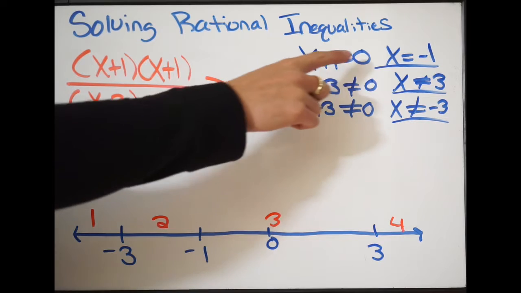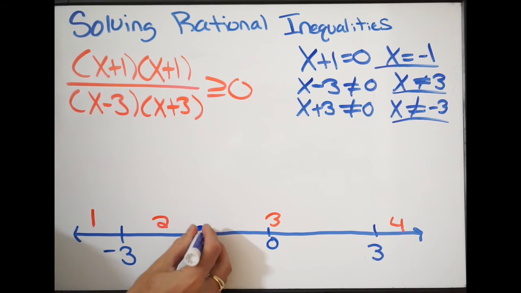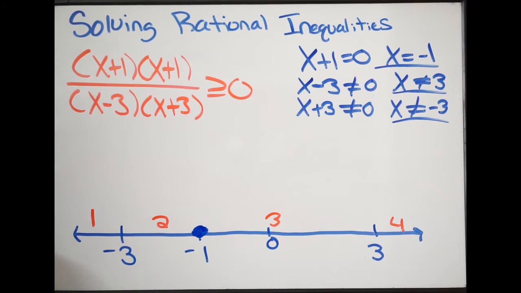So looking at our first one, x is equal to negative 1. That means we can use a closed circle because it's equal to. Now, on x is not equal to 3 and x is not equal to negative 3, that's going to be an open circle, right? And we've talked about this in the past videos. Now we're all set to go.